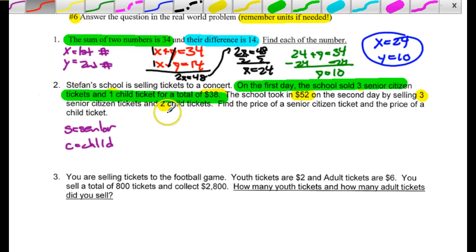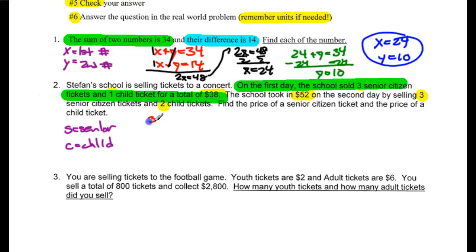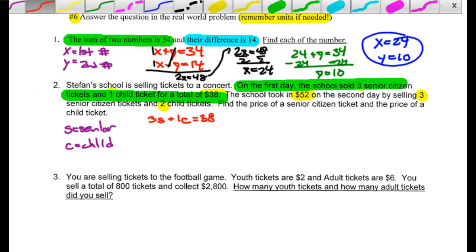So 3 senior citizen tickets times each one. I don't know how much they cost, right? That would be 3S. 3 tickets times how much the senior citizen ticket costs, I don't know. Plus, they sold 1 child ticket, and that equaled a total of $38. See, this is what the first sentence said. This is the money, this is the total. 3 times how much they cost plus 1 ticket times how much it cost equals 38 total.